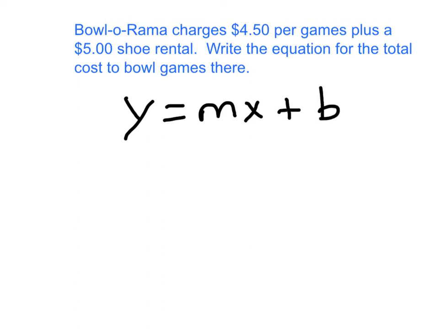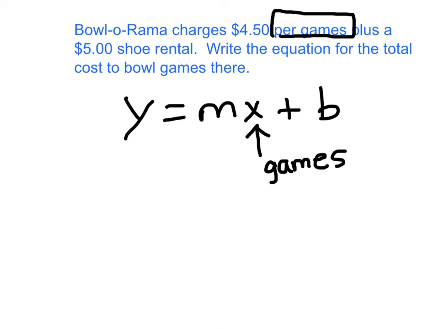Okay, and think about it. What is the independent variable? What's the variable that's going to affect the total amount? Well, it's going to be the amount of games. The amount of games that you bowl will determine the final cost. And so that quantity is going to be represented by the x variable. All right, this is going to be the amount of games.